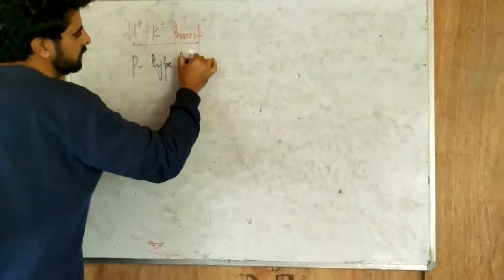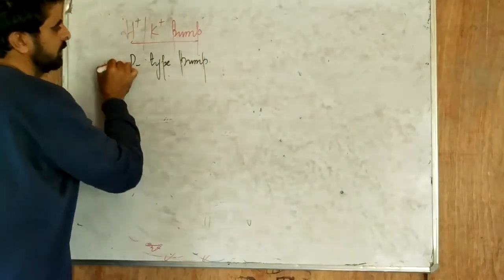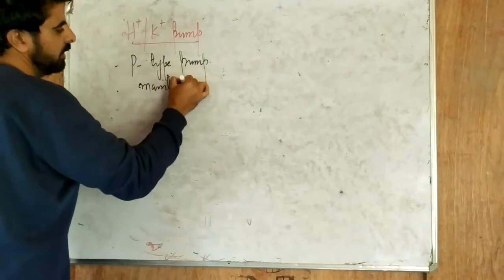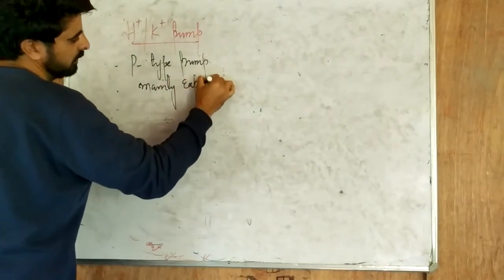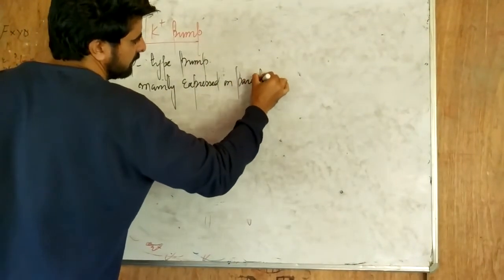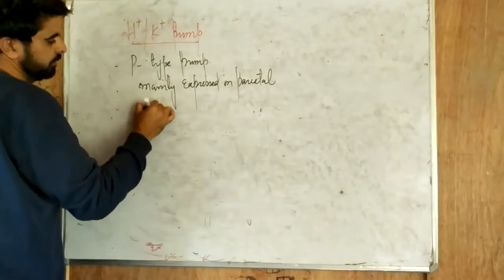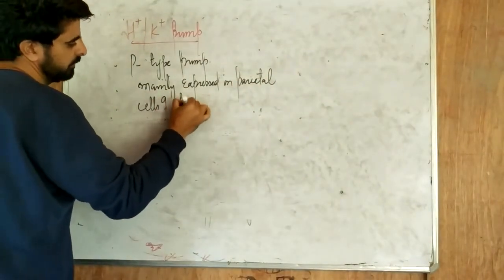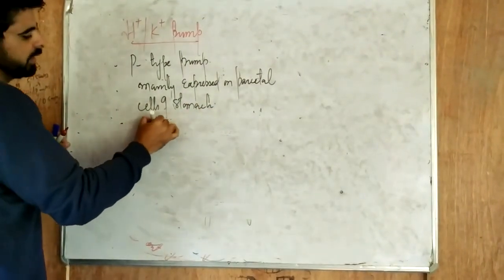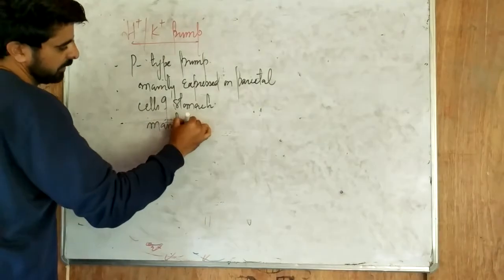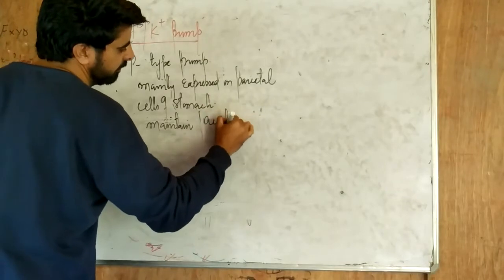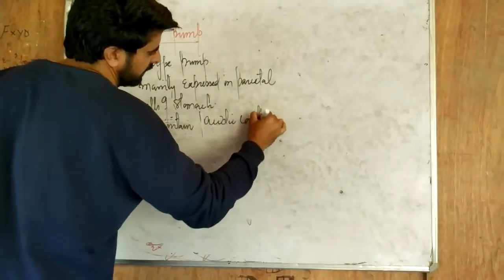That is, activated during phosphorylation. It is mainly expressed on the parietal cells of the stomach. What is their function? They maintain the acidic pH or acidic condition of gastric juice.